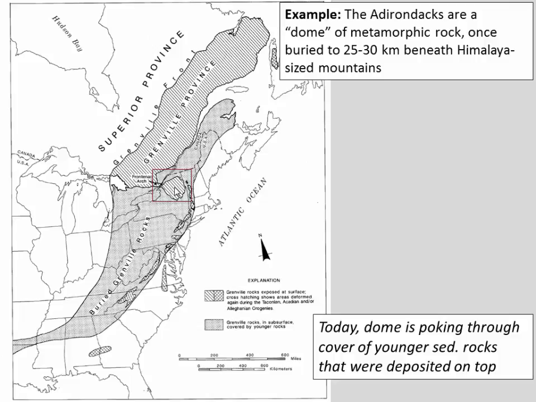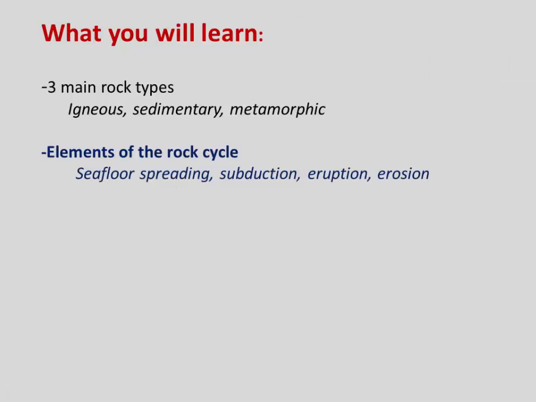And today we just have this little remnant of those mountains. Everything else has been eroded away off the top, and we're just left with this remnant of the metamorphic underbelly of the mountain range, surrounded by much younger sedimentary rocks. So that's a good example of metamorphic rocks in our area.